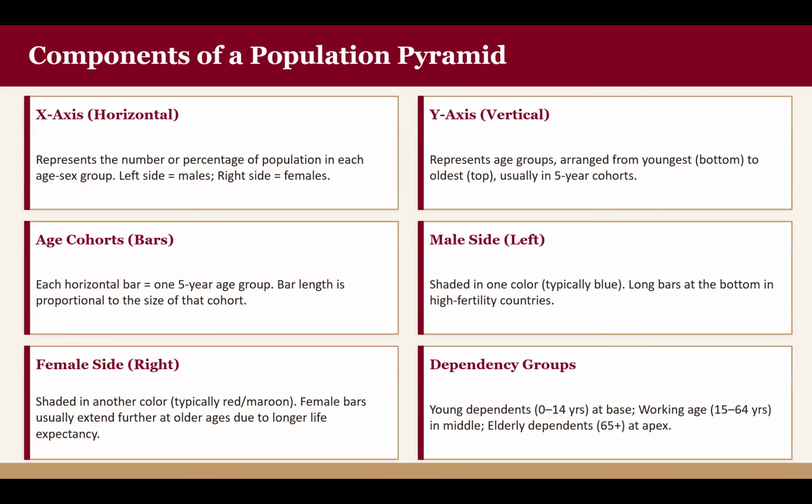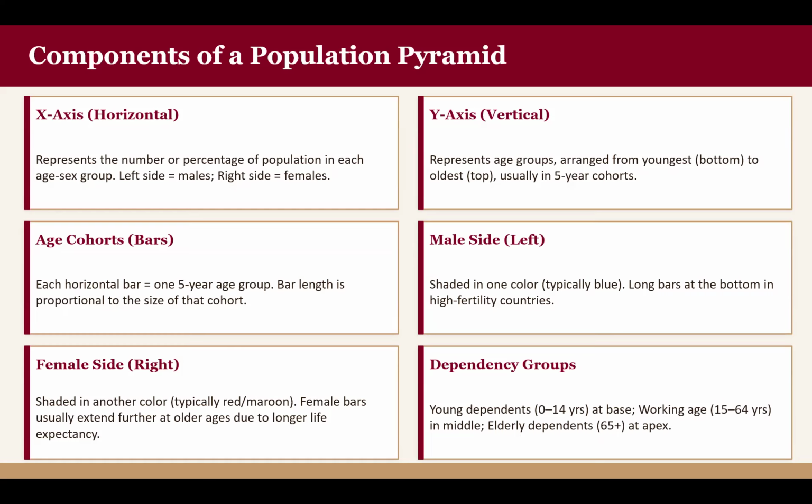So we have the components of a population pyramid. On the x-axis, the horizontal component represents the number or percentage of population in each age-sex group. On the left side we have males, and on the right side we have females. On the y-axis, the vertical axis, we have age groups arranged from youngest at the bottom to oldest at the top, and usually they are in 5 year cohorts, but it can be different also. Then we have age cohorts in the form of bars. Each horizontal bar, as explained, represents a 5 year age group.